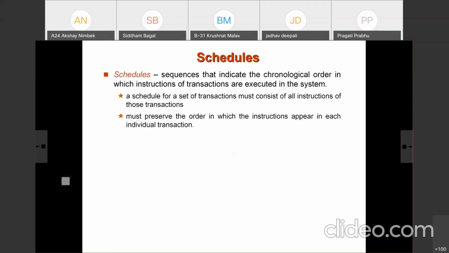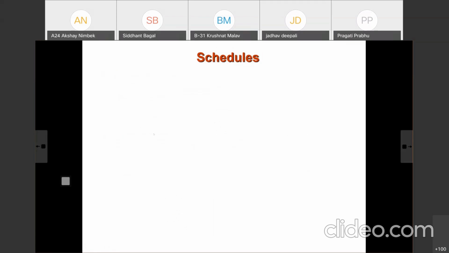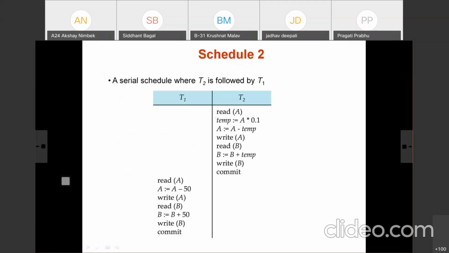So a schedule for a set of transactions must consist of all instructions of those transactions. It must preserve the order in which instructions appear in each individual transaction. Means what? Whatever the sequence of instructions here, read A, then temp, read B, don't change this sequence. The instructions must appear in this schedule in the same sequence of this transaction.